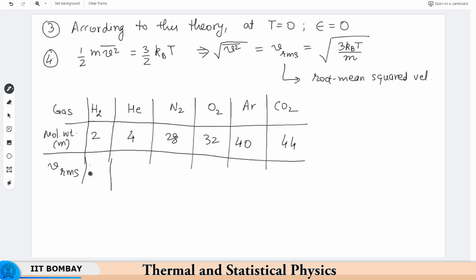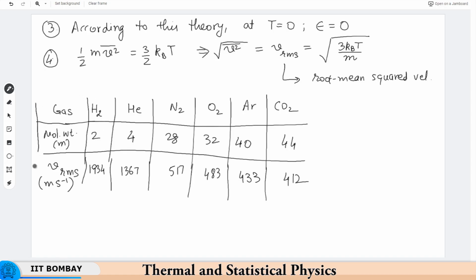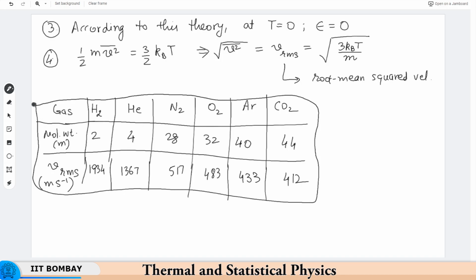for these gases to be 1934, 1367, 517, 483, 433 and so on, 412. It's a very straightforward exercise, and these Vrms are in units of meters per second. So this theory actually gives us an expression to estimate the velocities of typical gases that we encounter.